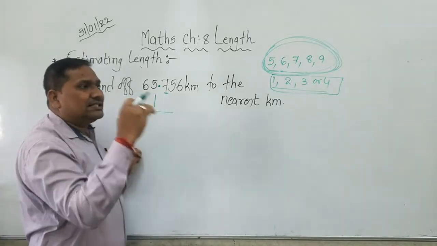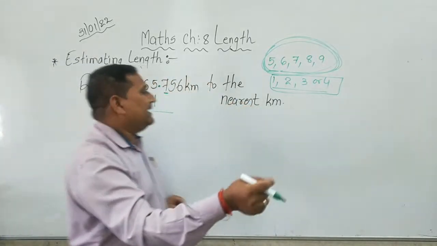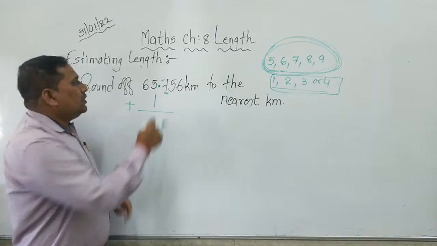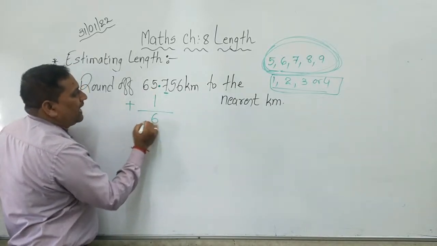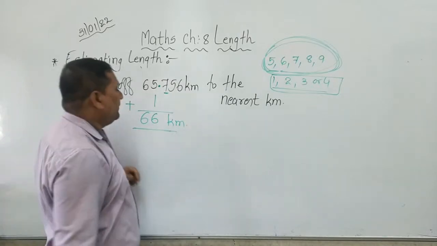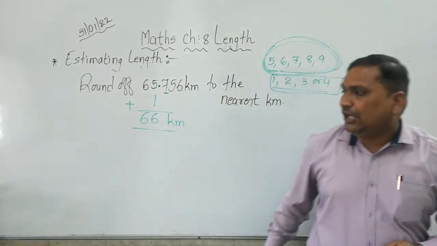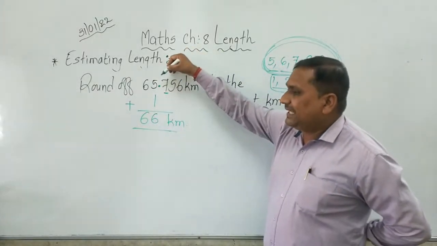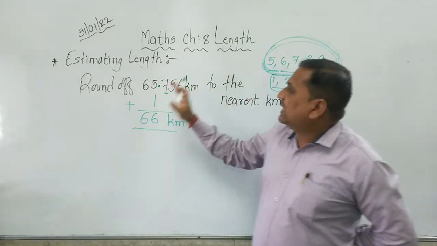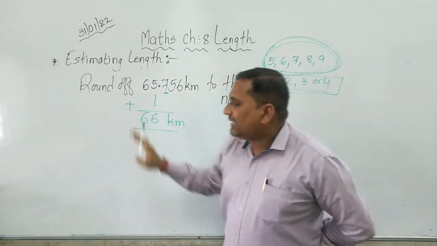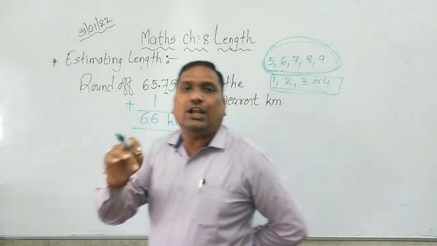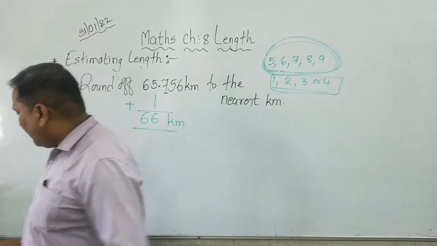If it is 5, 6, 7, 8 or 9, that means we have to add 1 in the given number before decimal. So 65 plus 1. 5 plus 1 is 6, as it is. So what is our round of kilometer? It is 66 kilometer. 65 was given and after decimal 7 is there. So we have to add 1 in the number which has been given before decimal. So 65 plus 1, what is it going to become? 66 kilometer. So the second one.